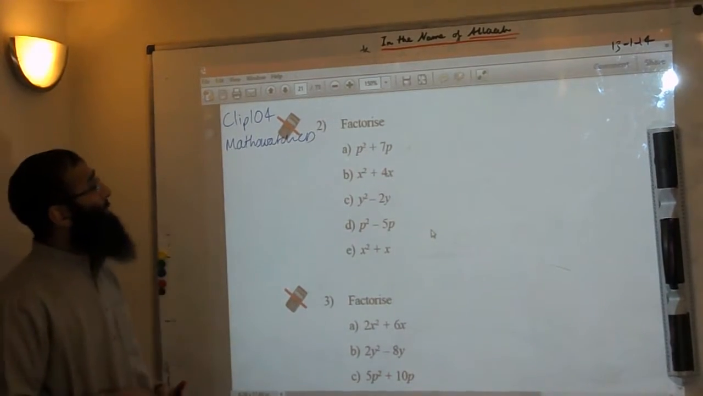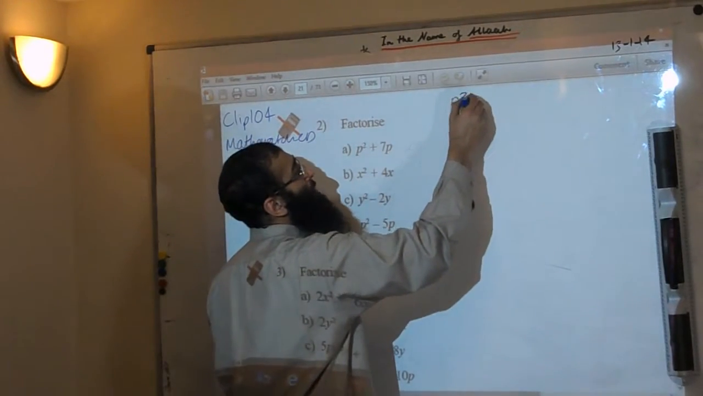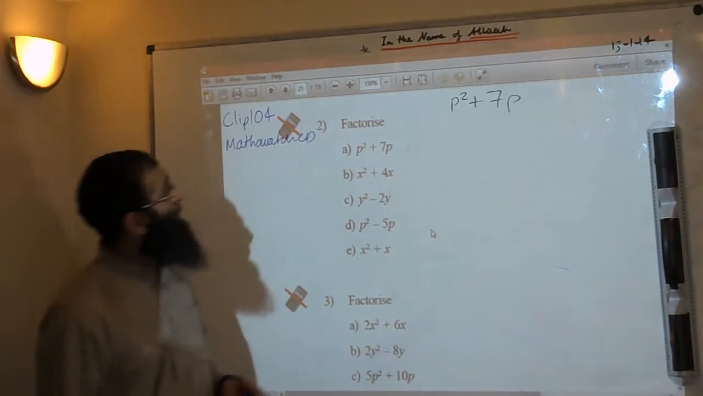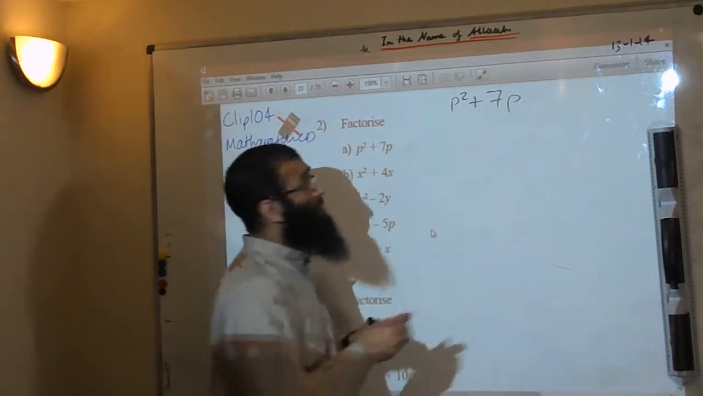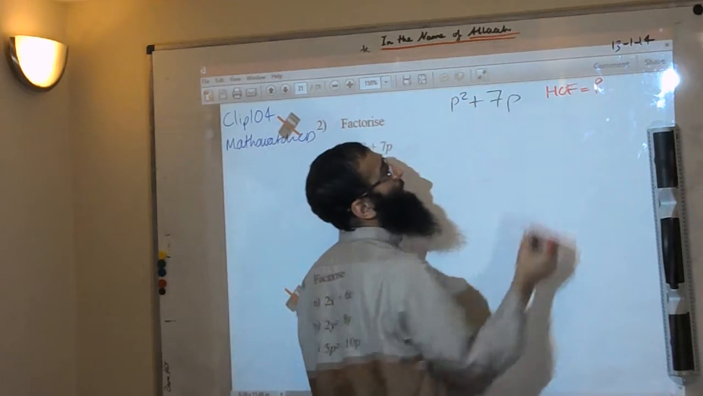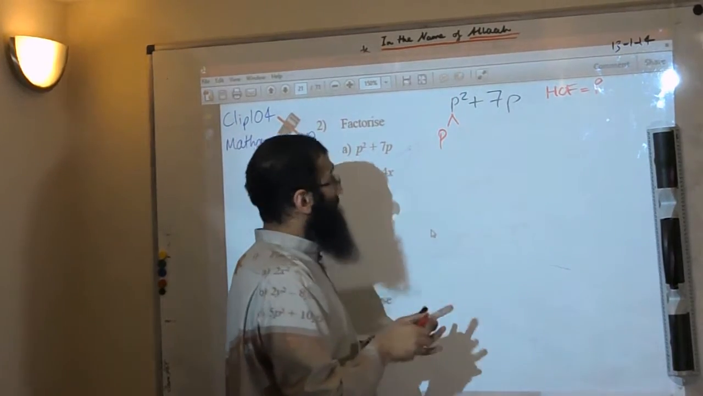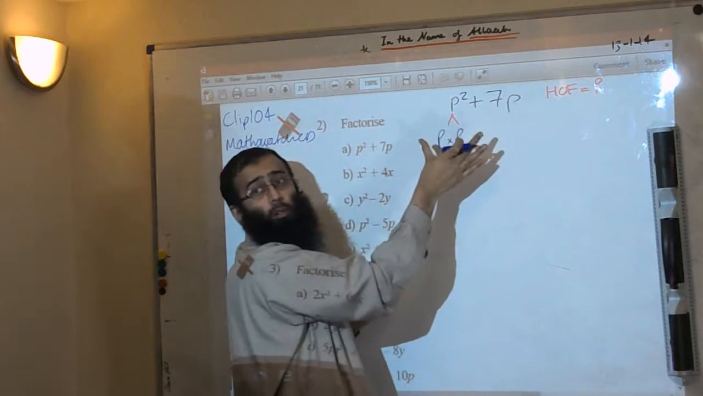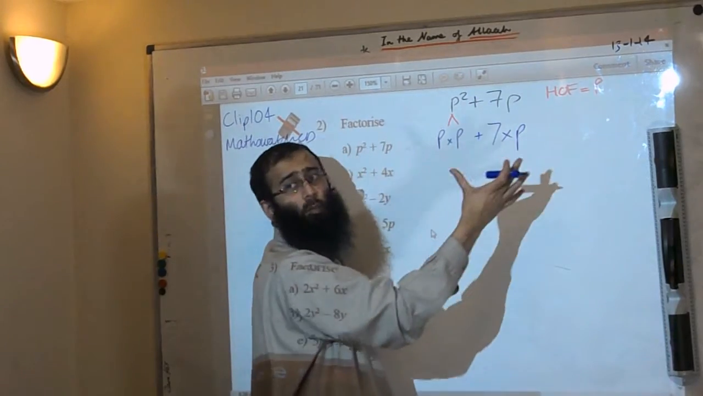Right, p squared plus 7p. Now, Hassan, in this particular question, if you're looking at p squared plus 7p, what is the highest common factor this time? It's not a number this time, it's a letter. What is the letter? It is p. Okay, so p squared is made up of p times by p, splitting it up. Yeah? Plus, and 7p is quite simple. That's made up of 7 times by p.